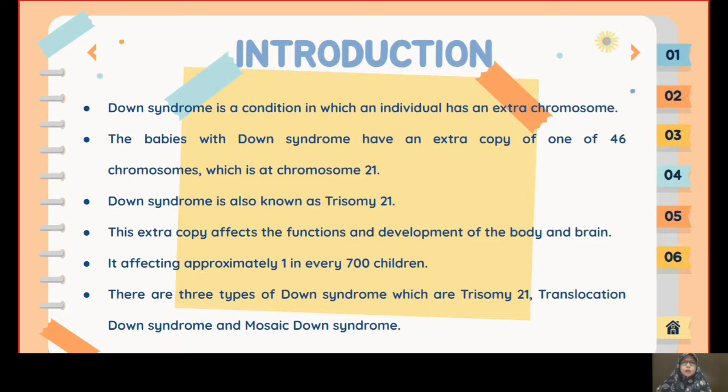Due to the extra copy of the chromosome, the function and development of the body and brain are affected. Down syndrome is the most common genetic disorder that affects learning abilities. Approximately 1 in 700 children may have Down syndrome. There are 3 types of Down syndrome, which are trisomy 21, translocation Down syndrome, and mosaic Down syndrome.